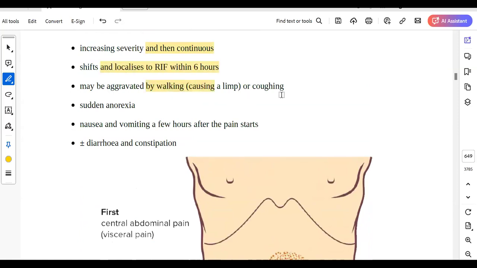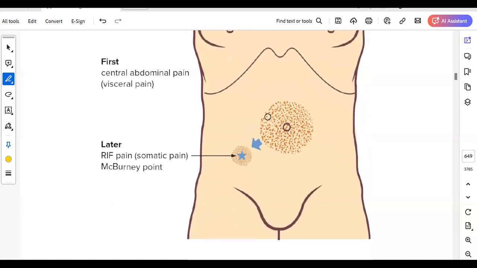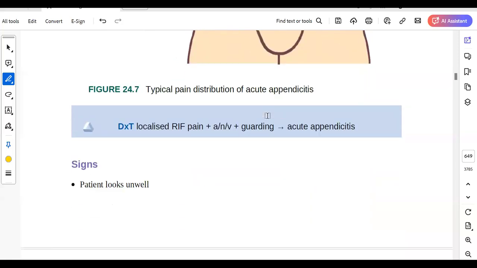The pain can get aggravated by walking, coughing. After the pain, there will be anorexia, nausea, vomiting. So it is the pain which starts first, and then anorexia, nausea, vomiting. All right. Sometimes even questions come asking what is the order of symptoms in acute appendicitis? So the order of symptoms is first abdominal pain, then anorexia, then nausea, vomiting.